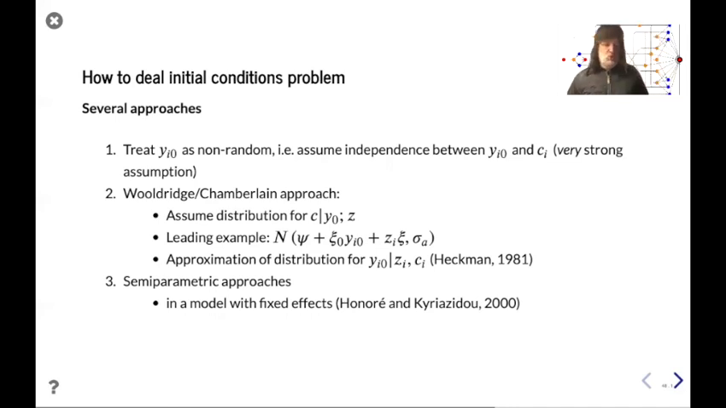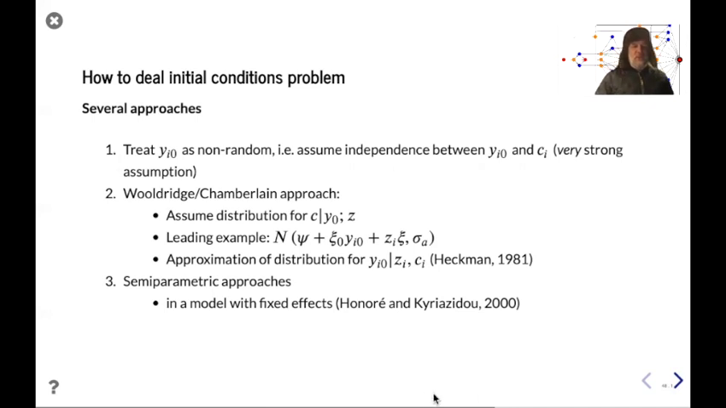So there are several approaches to deal with it. One thing is to assume it's not there. Like I said, if we treat this as completely fixed and assume independence between the unobserved effect and the initial condition, well, we would not have a problem, but that's like assuming the problem is not there. This is a very strong assumption. It's not a good idea. We need to do something about it.